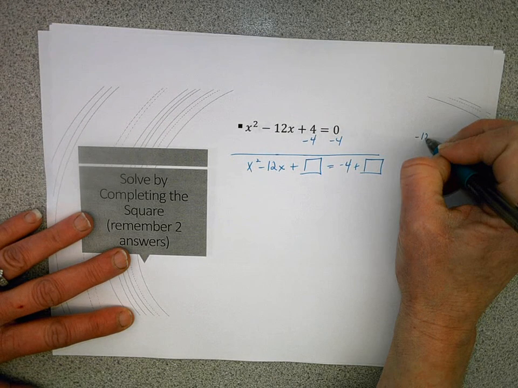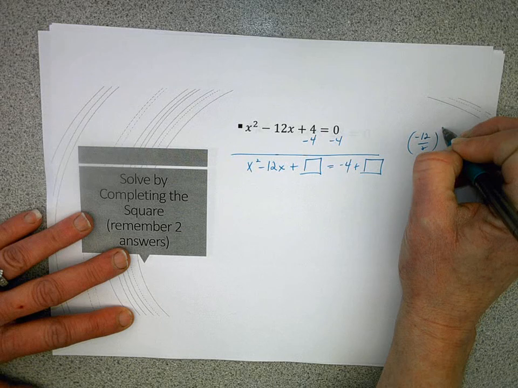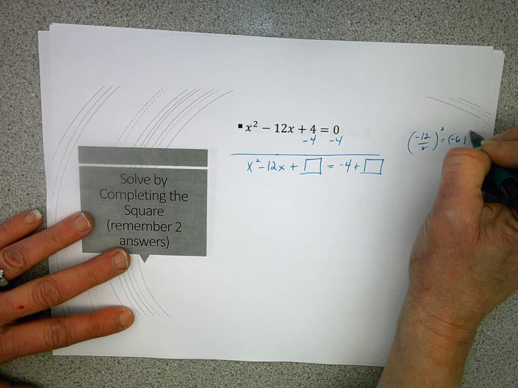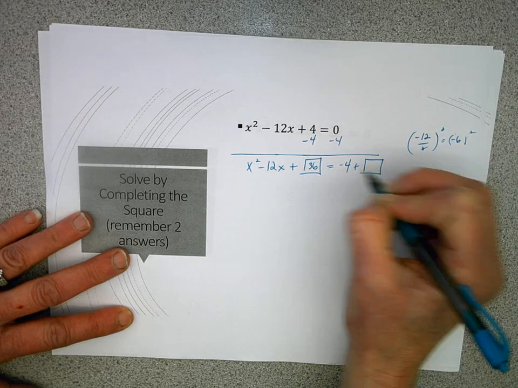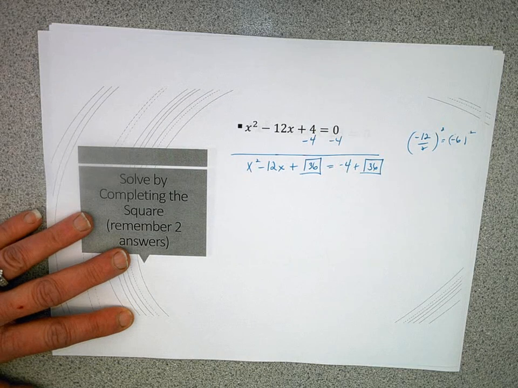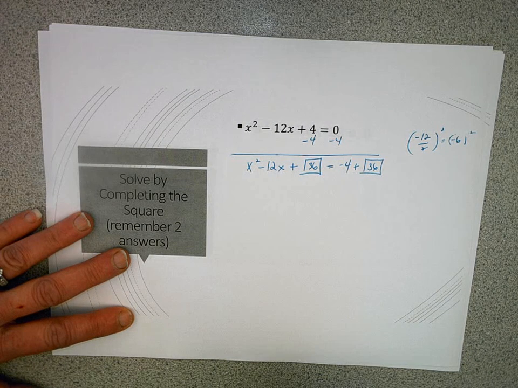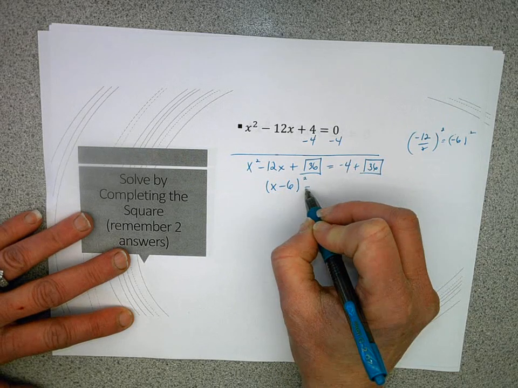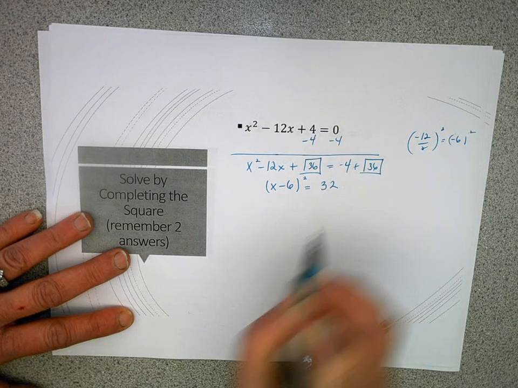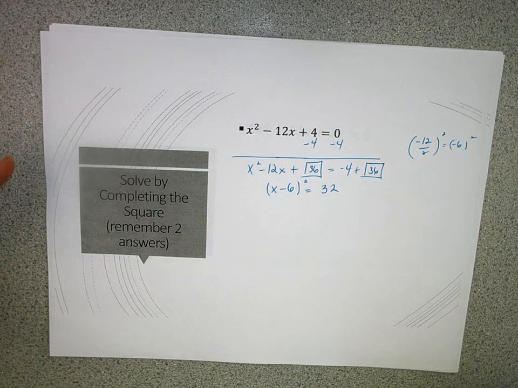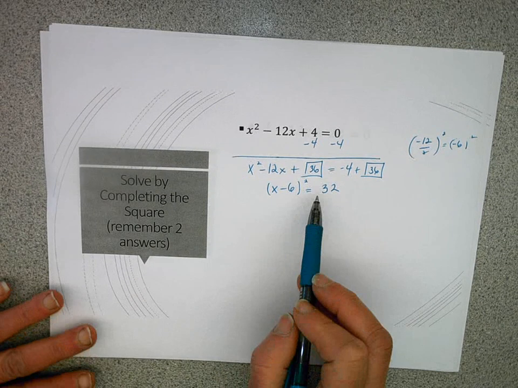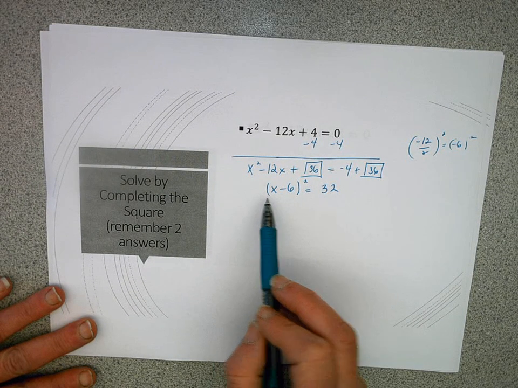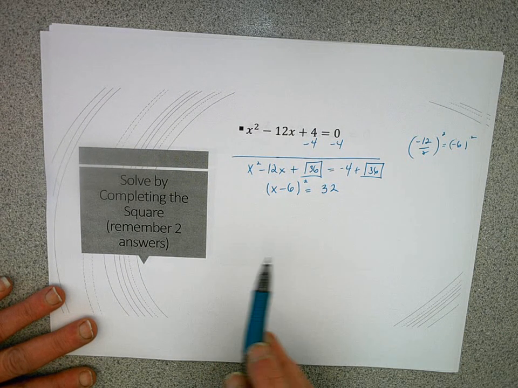Remember, we take half of the b and square it. So that's negative 6 squared, which is 36. These are always going to be positive numbers because when you square something, you always get a positive. Then you would write this as x minus 6 squared, so factored form. This would be 32. So now, yesterday, or Friday, I mean, or the problem I just did on number 14, we would move the 32 back over and we would write it as an equation.